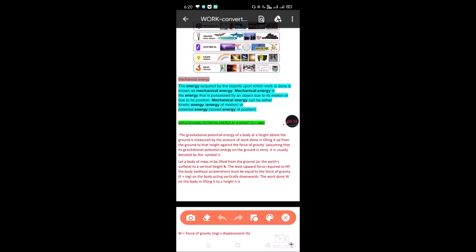Good morning, students. Today we are going to discuss different types of energy. And here you can see the picture of different types of energy. That is mechanical energy, sound energy, electrical energy, light energy, heat energy. All are different types or forms of energy. In this chapter we are mainly dealing with mechanical energy.